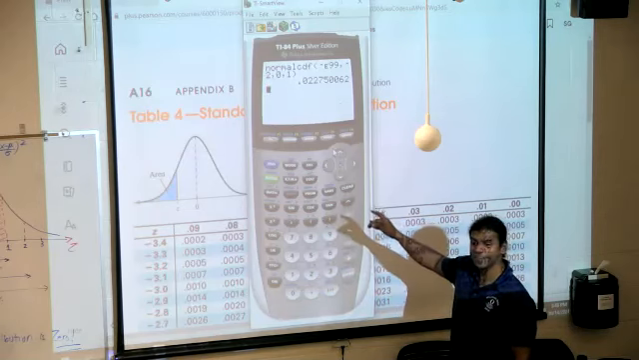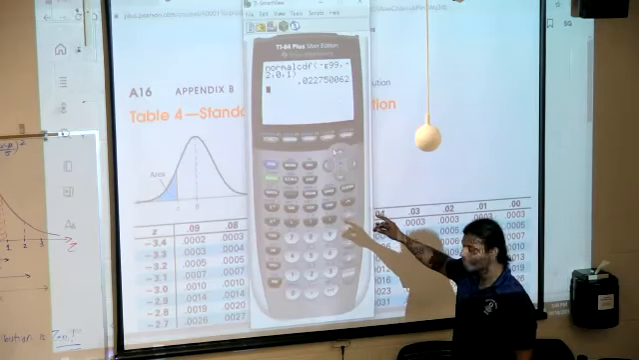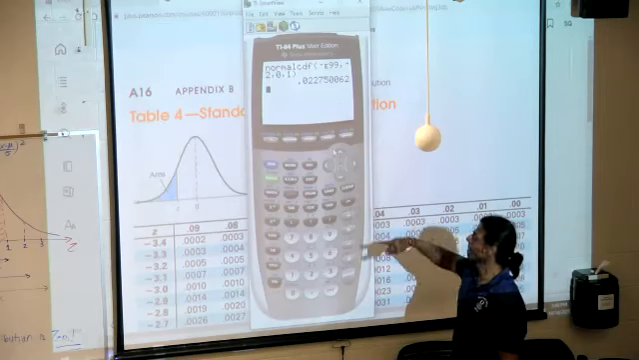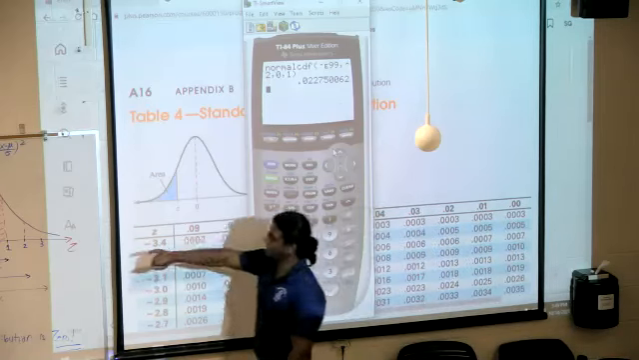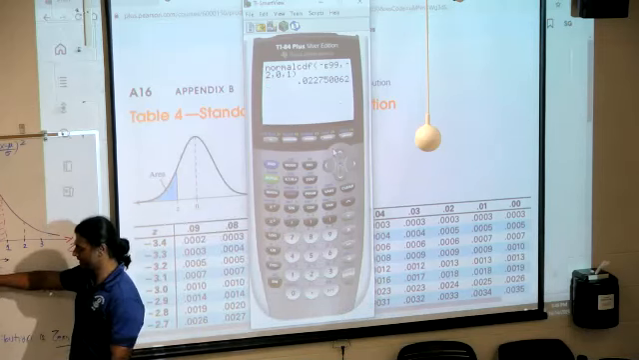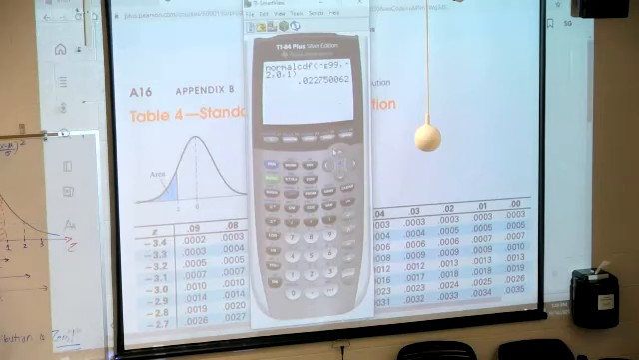So, normal CDF, negative E99 to minus 2 gave us 2.27. Now, a z-score of -2 would correspond to which x value? 4. So if I use normal CDF for the original data, I will start at -E99 and go all the way up to 4. But what should the next two values be? 8 and 2. Very good, 8 and 2.